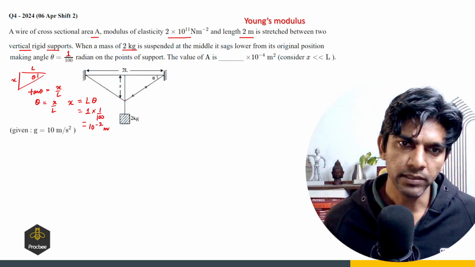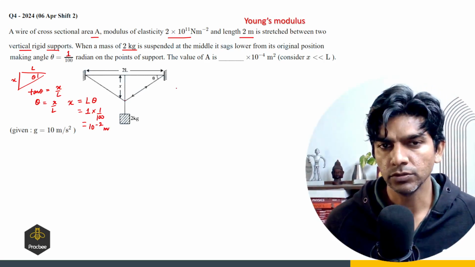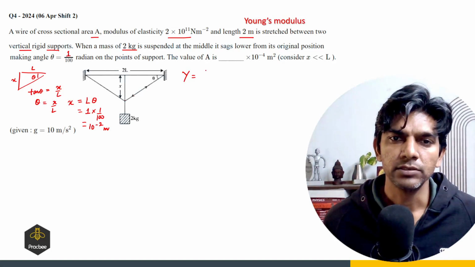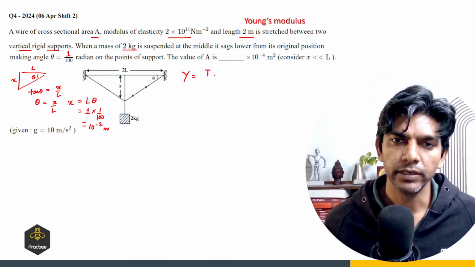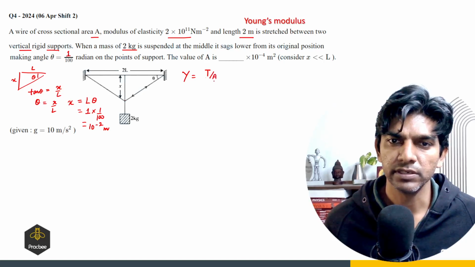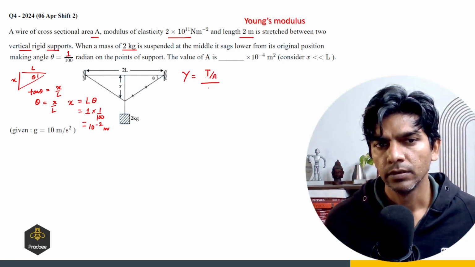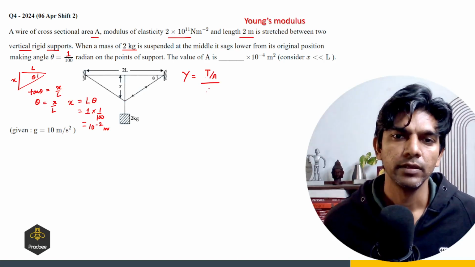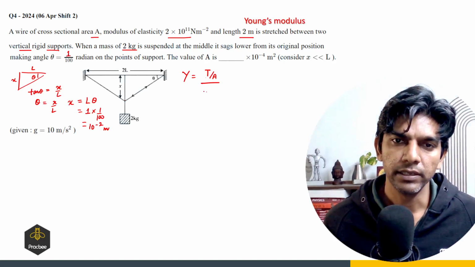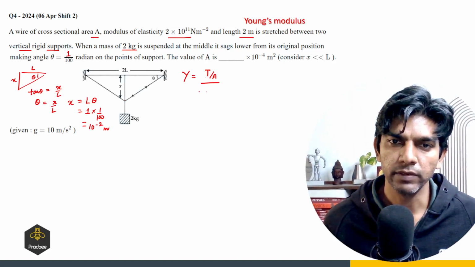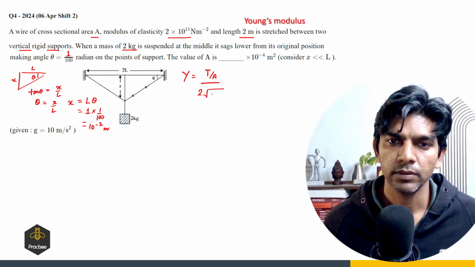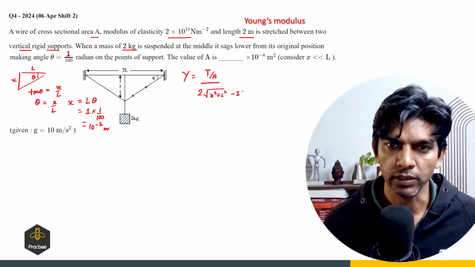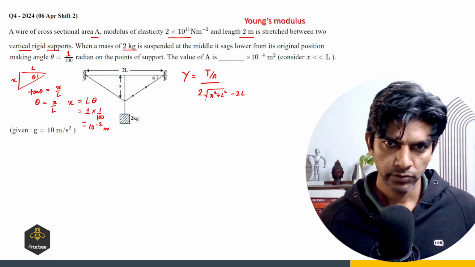Now we need to find the area of cross section. So we have to use this formula, Y is equal to stress upon strain, and stress in this case will be the tension in the wire upon area of cross section, divided by strain, which is the increase in length upon the original length. So the strain will be 2 times root of x square plus L square minus 2L, right? So that is strain.